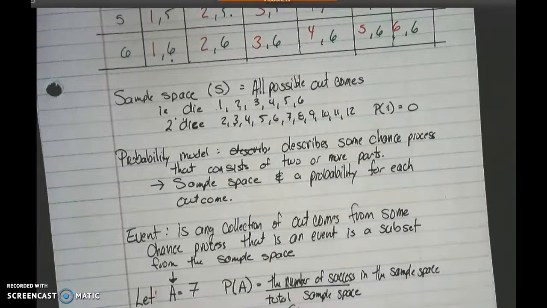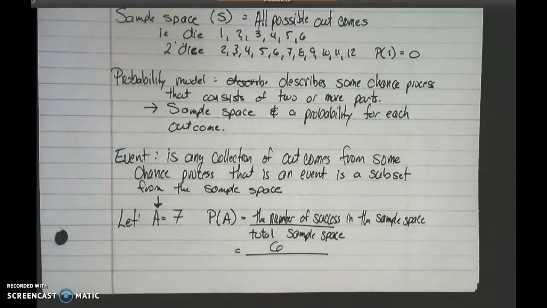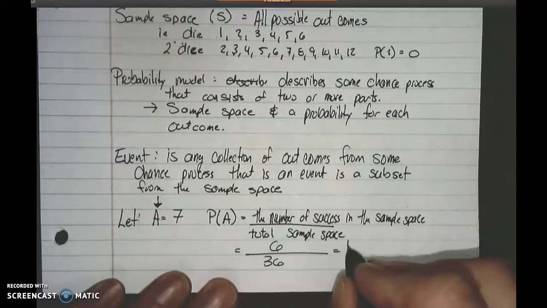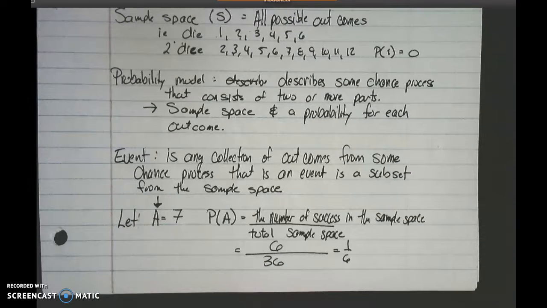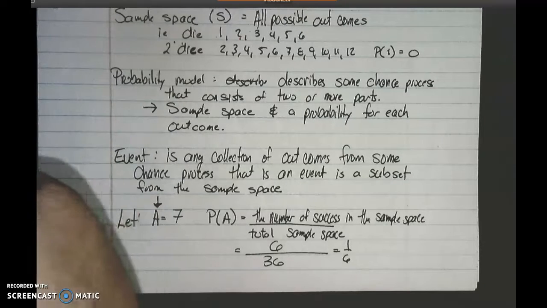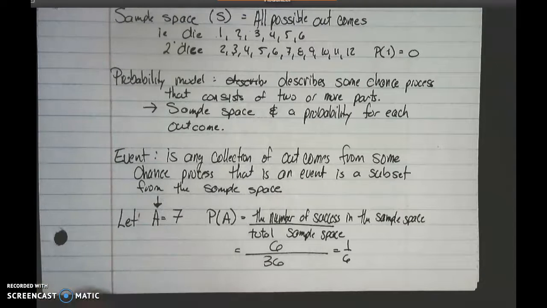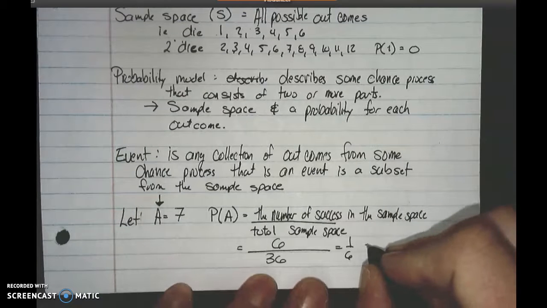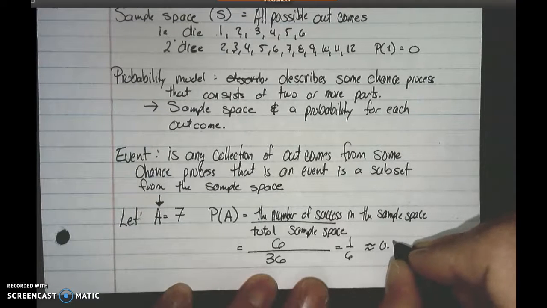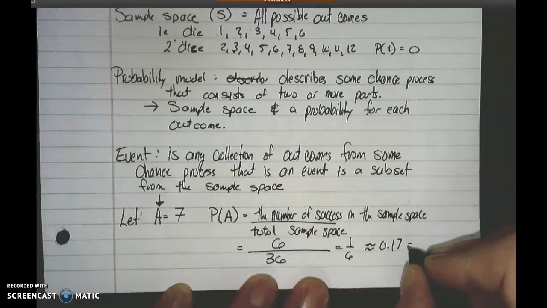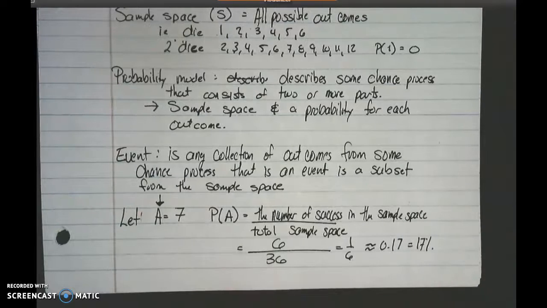Now, how many total outcomes are there? There's 36. So this is 1/6. And then 1 divided by 6, this is 0.1666. Let's just round it, so that would be 17%.